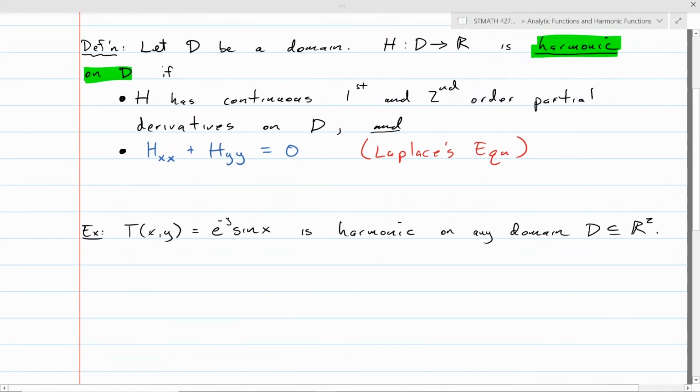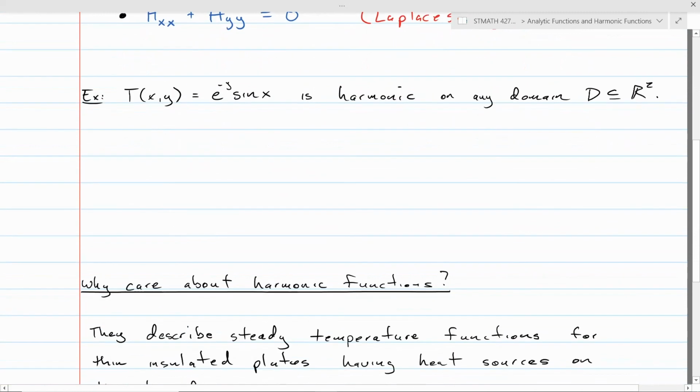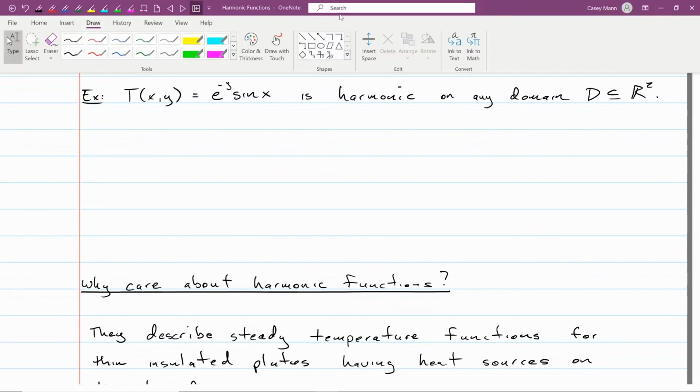And so we want to be able to tell if a function is harmonic. Just as a quick example here, here's a function T(x,y) equals e to the negative y sine of x. I want to show that it's harmonic on basically any domain in the real plane, so basically on the whole real plane.